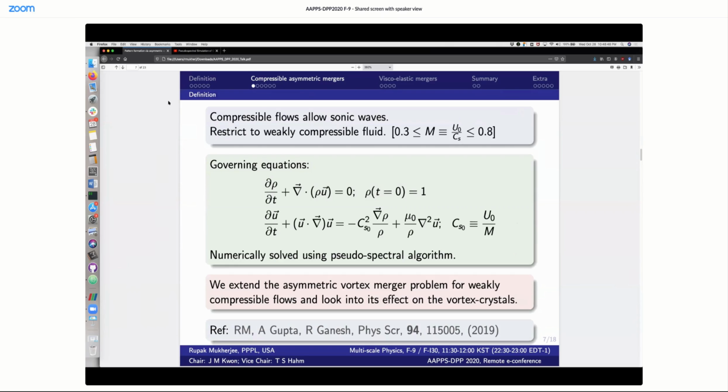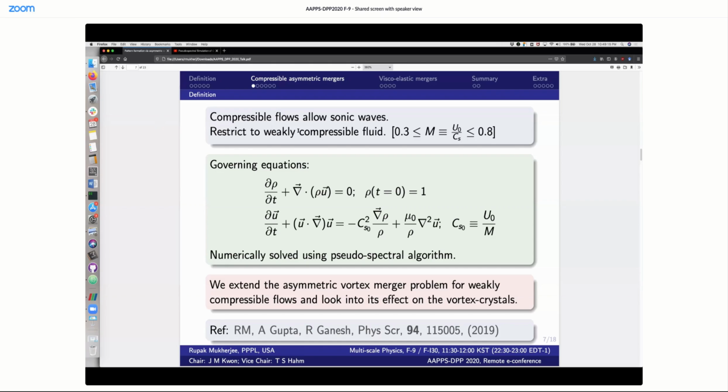Now, all those things were in the incompressible regime, incompressible 2D hydrodynamics. The homology between the hydrodynamics and the 2D drift Poisson model of electron plasmas breaks down if we go to compressible regimes. Here, if you have a compressible fluid, the compressibility allows sonic waves.